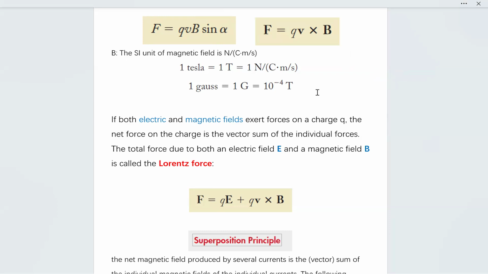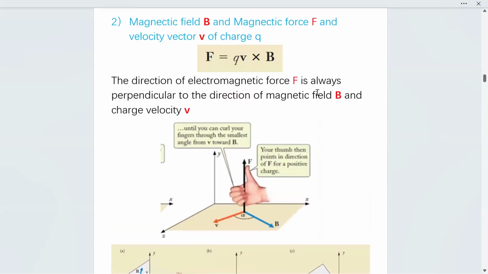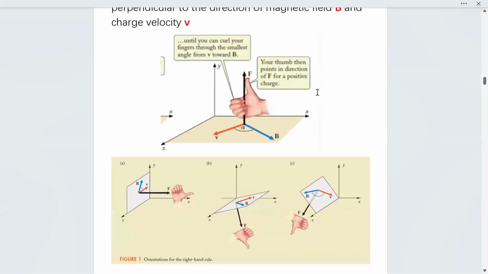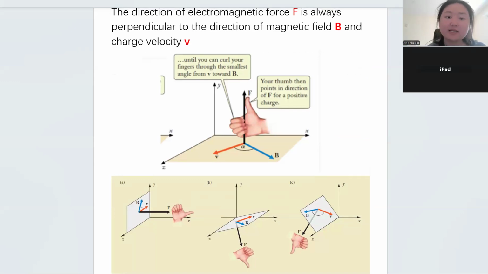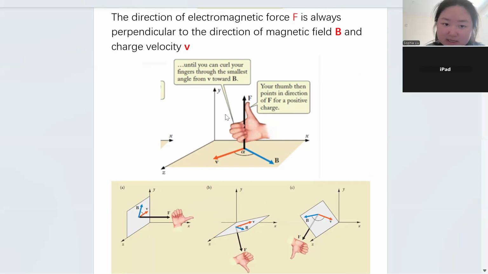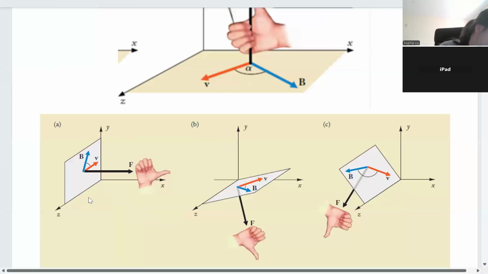So now that we can find the magnitude of magnetic force, we'll use the right-hand rule again to find the direction. To find the direction of the magnetic force, we'll use the magnetic field vector and also the velocity vector. This time, I'm going to open my camera again, and let's take an example for this.